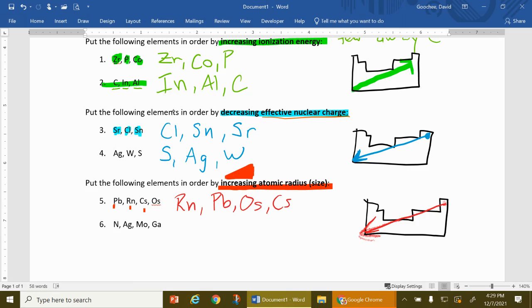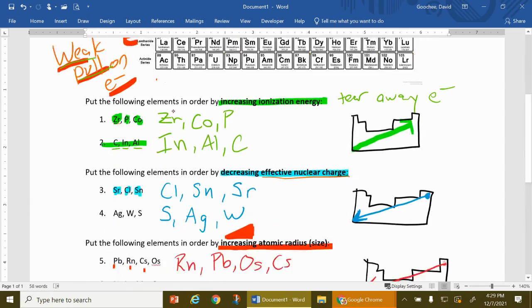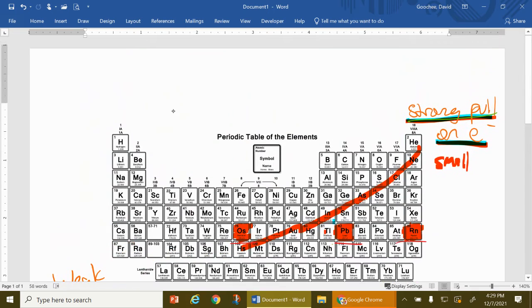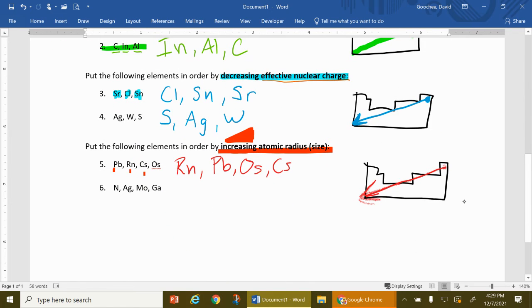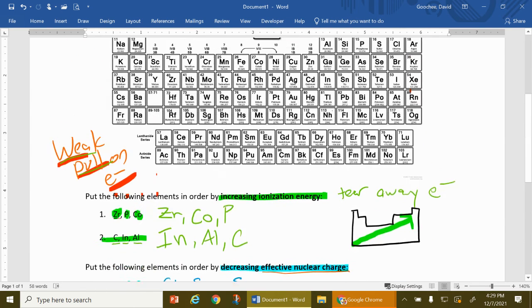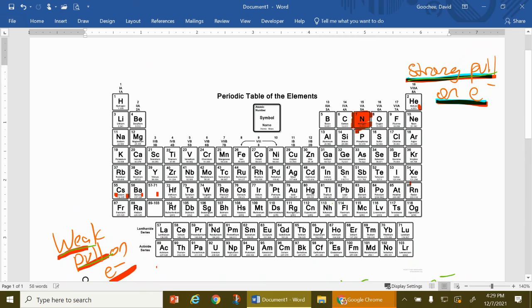Nitrogen, silver, molybdenum, and gallium. Here we go. So again, we're still going in the same direction, still the same trend, from the upper right to the bottom left. So let's find these elements. Here is nitrogen. Here is silver. Here is gallium. And here is molybdenum.